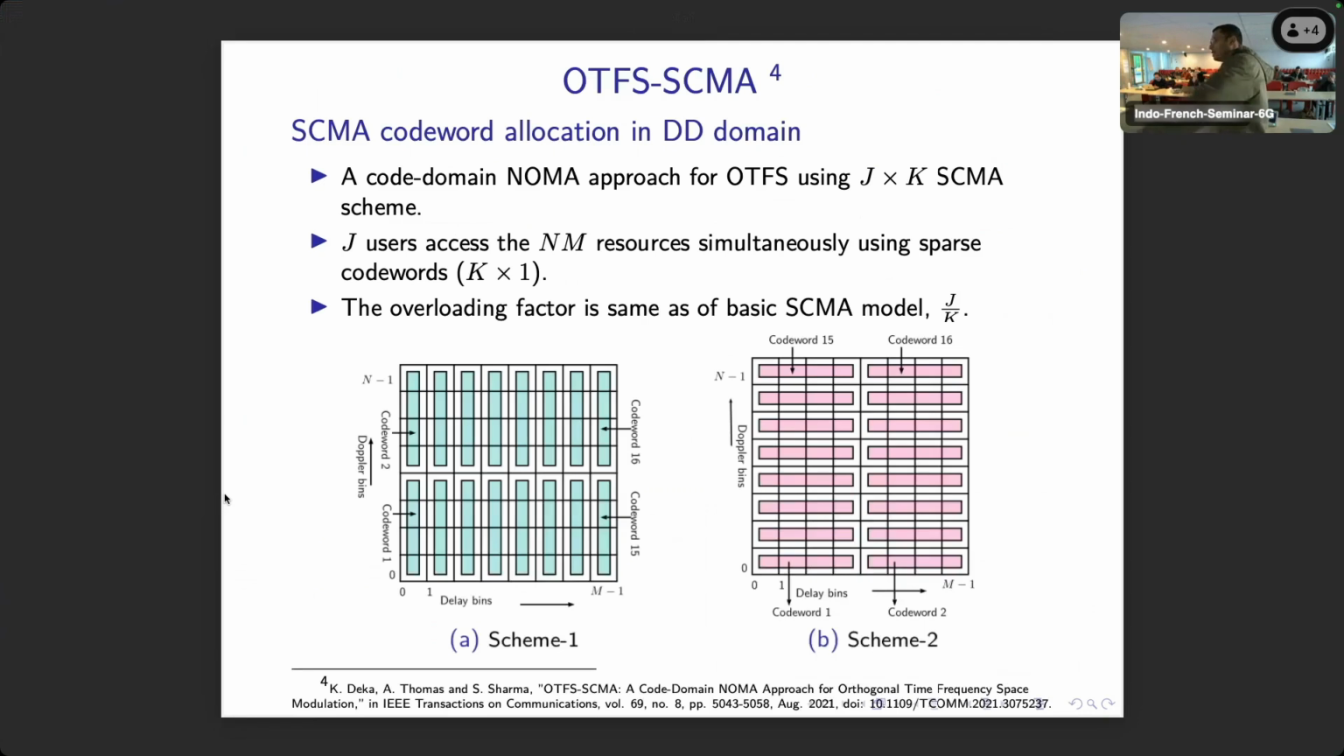We have designed how to allocate the sparse code multiple access code words over the delay Doppler grid. In OTFS, we maintain this kind of grid; in OFDM, we maintain a time frequency grid. There are 2 schemes. These are all SCMA code words. We can align these code words along the Doppler bins, which is called scheme 1. In scheme 2, we align the code words horizontally along the delay bins. We have compared these 2 schemes, and we can arrive at a better scheme if we know the channel at the transmitter side.